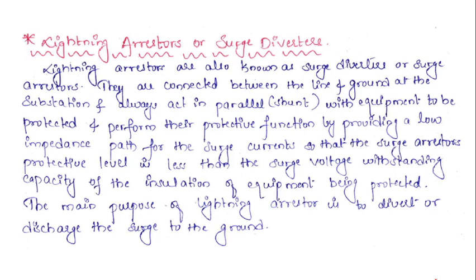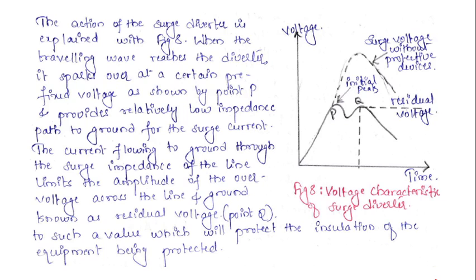The main purpose of lightning arrestor is to divert or discharge the surge current to ground instead of passing them into the transmission line. So they will divert them. So they will, what we can say, divert or discharge the surges to the ground potential.